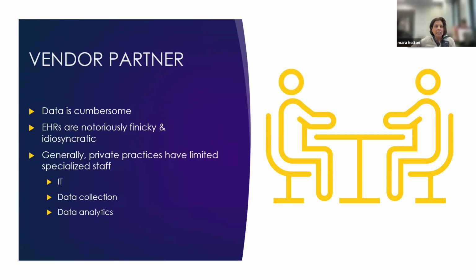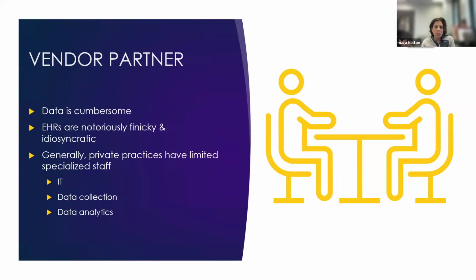So data is cumbersome. It's cumbersome in any number of ways. Audrey talked about that at great length. I reiterated it. EHRs are notoriously finicky and idiosyncratic, and I will add proprietary. So EHRs do not like to spit information to you for free. So it is challenging to get EHRs to give information which is good, which is correct, and which isn't a bloody fortune.